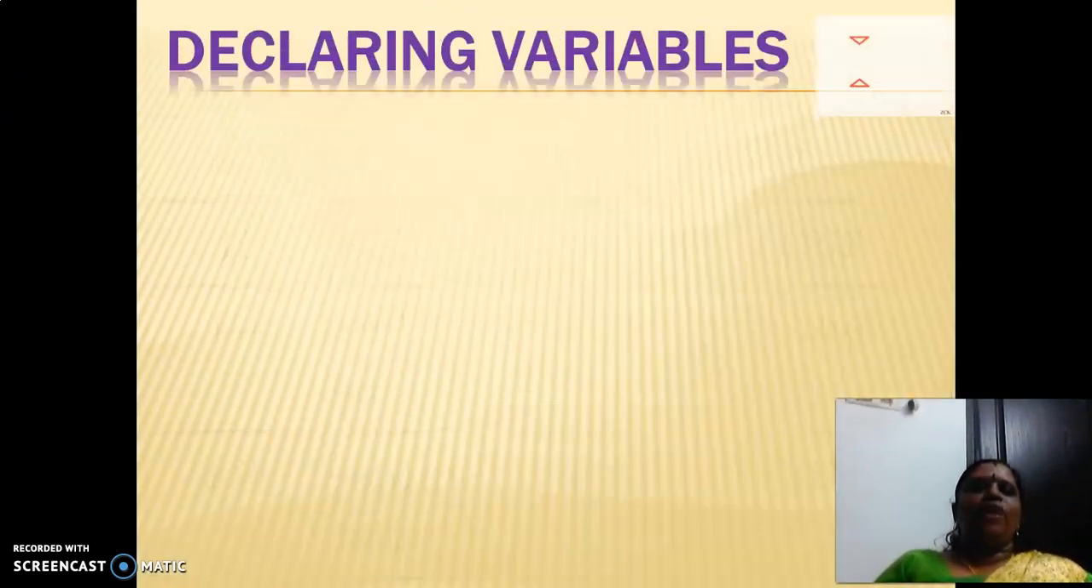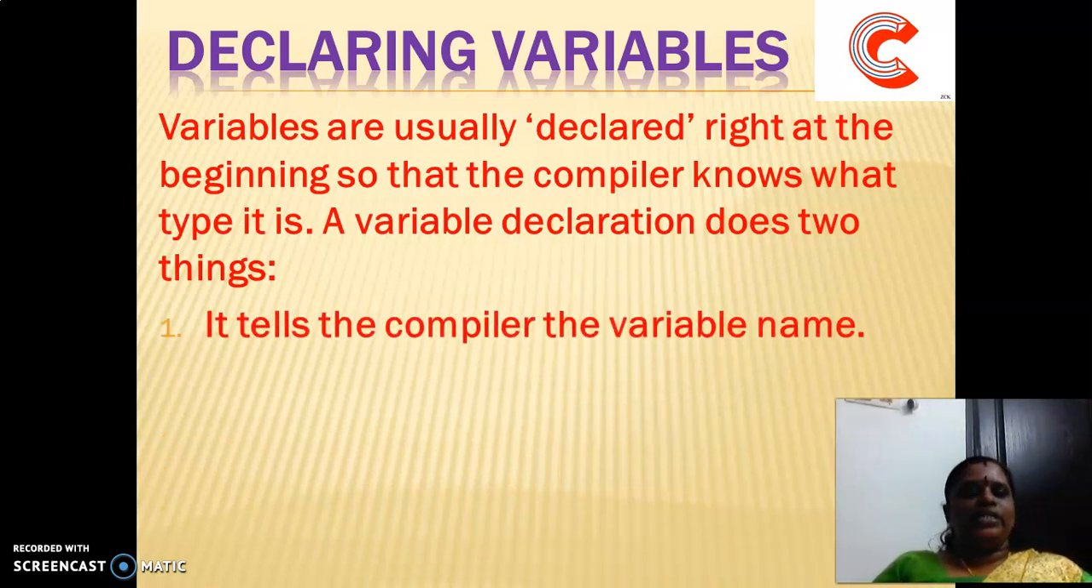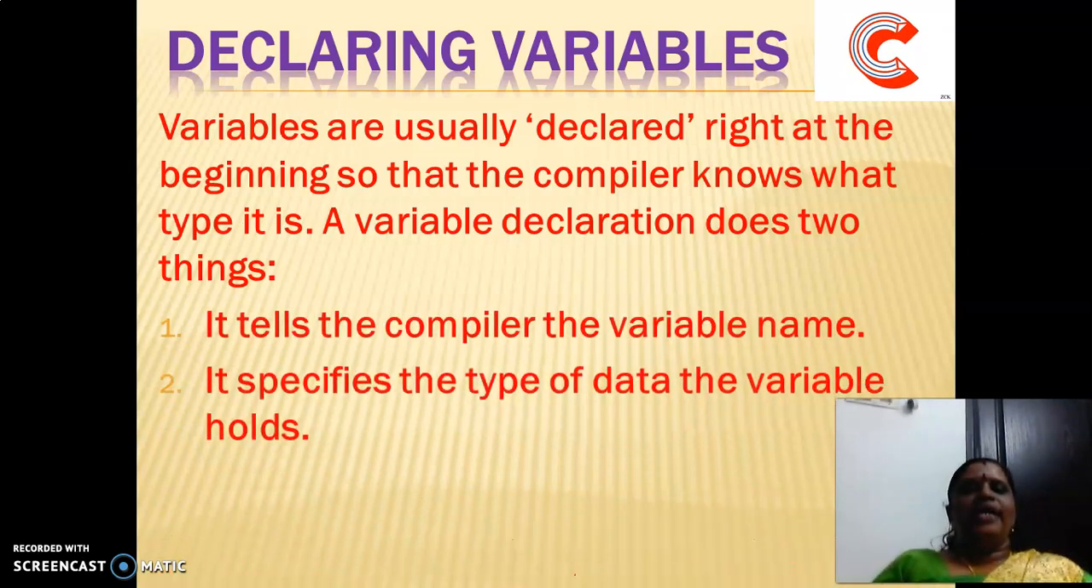So declaring variables. How will we be declaring our variables in our C program? Variables are usually declared right at the beginning of the program, after main, so that the compiler knows what type it is. A variable declaration tells the compiler the variable name and it specifies the type of data it holds.